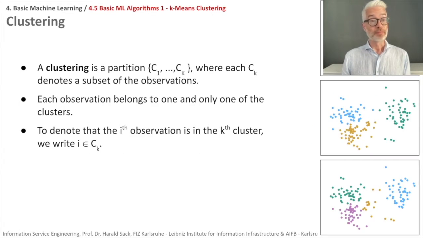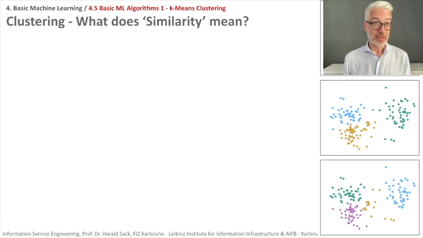Okay, so what's a clustering? A clustering is kind of a partition of the data we have here. And we write this as a set of, let's say, k clusters, C_1 to C_k, where each of these clusters denotes a subset of our observations. And also, it holds that each observation belongs really only to one of the clusters. There are no overlaps usually. And to denote simply that our observation i is part of cluster k, we write i is an element of C_k. Okay, now that's a bit of formalization of clustering.